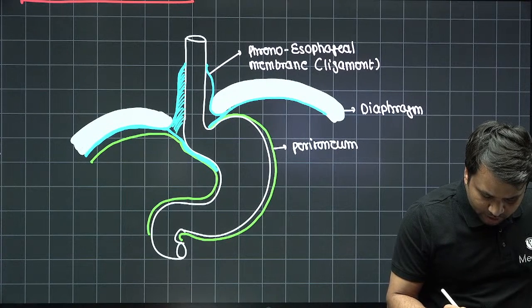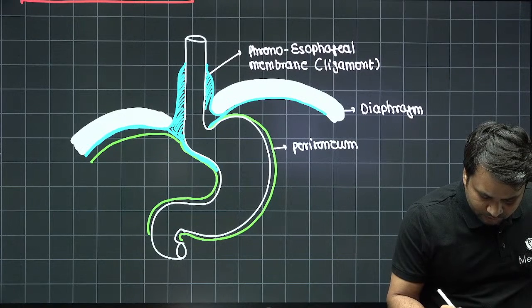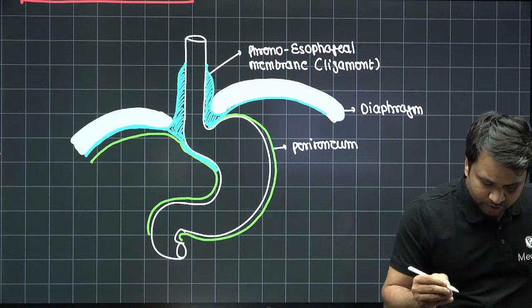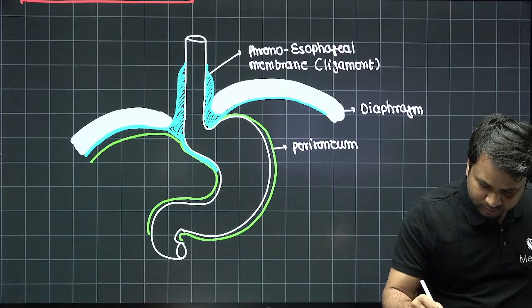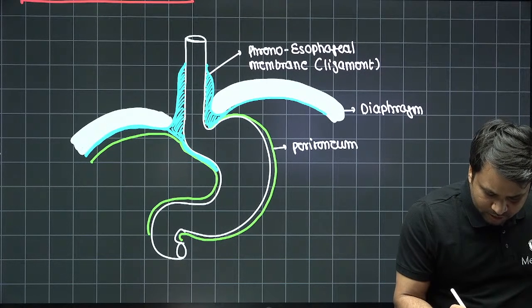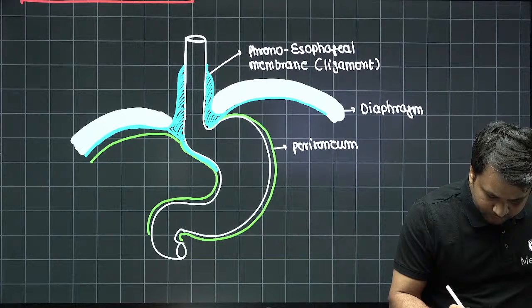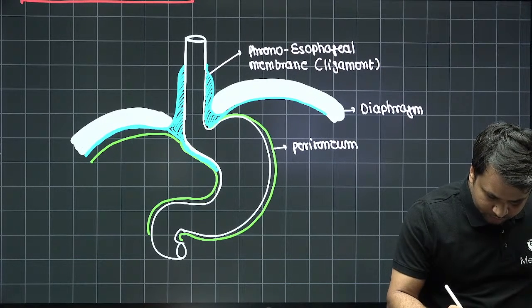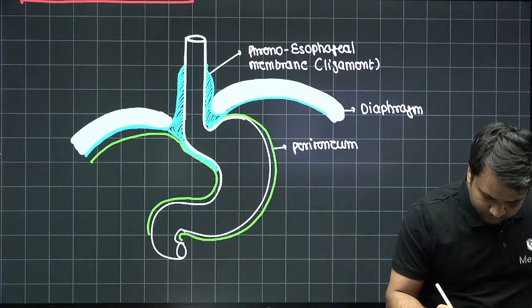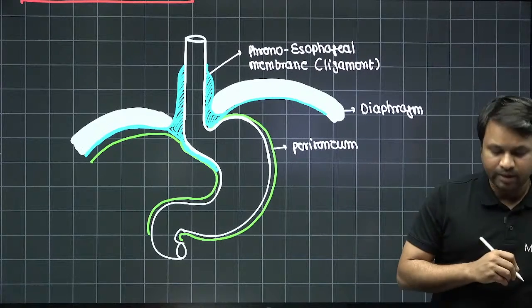ligament, this is how it would look like. So, this is your phrenoesophageal ligament. And this is the esophagus. Okay, great.